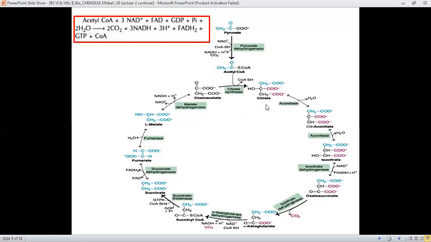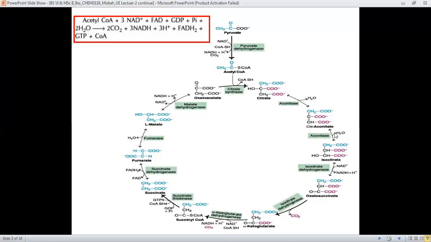And citrate, through the dehydration or the removal of the water molecule, gives cis aconitate by the action of the enzyme aconitase, and the hydroxyl group is removed from here and hydrogen from this carbon. And next step, again, these all reactions are reversible, but this reaction is irreversible, which is shown by the solid line. This reaction is shown by the solid line and in highlighted manner.